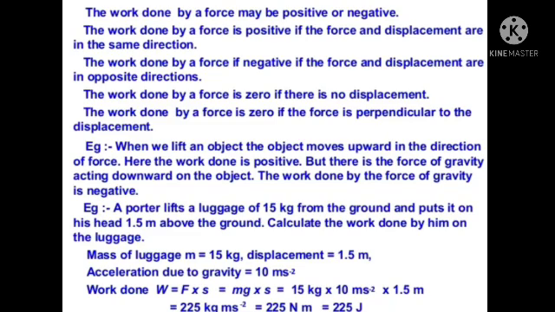Mass of the luggage m is equal to 15 kg. Displacement is equal to 1.5 meter. Acceleration due to gravity is equal to 10 meter per second square. Work done W is equal to F multiplied by S, is equal to mg multiplied by S, is equal to 15 kg multiplied by 10 meter per second square multiplied by 1.5 meter, is equal to 225 kg meter per second square, is equal to 225 Newton meter, which is equal to 225 joule.